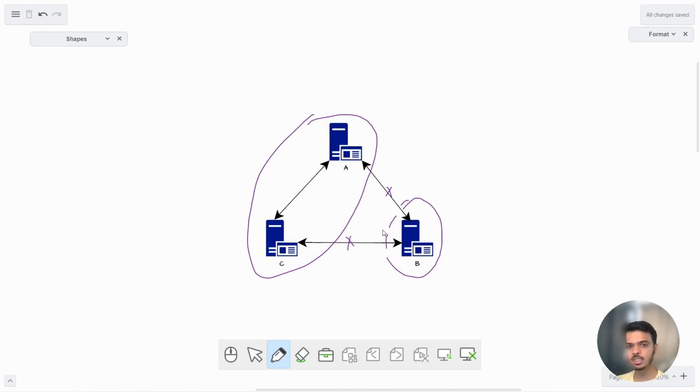Now users are still connected to these two subnets, so these two subnets start operating independently. They are still responding to users and they are still getting the write requests from clients.